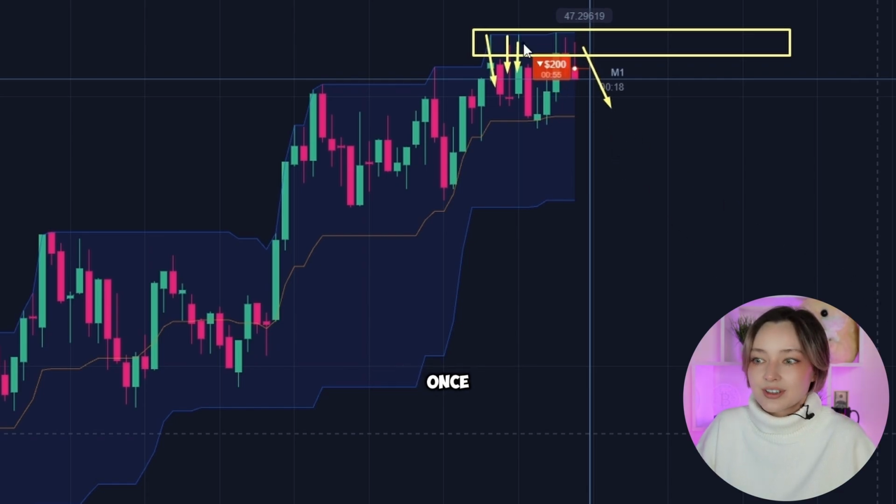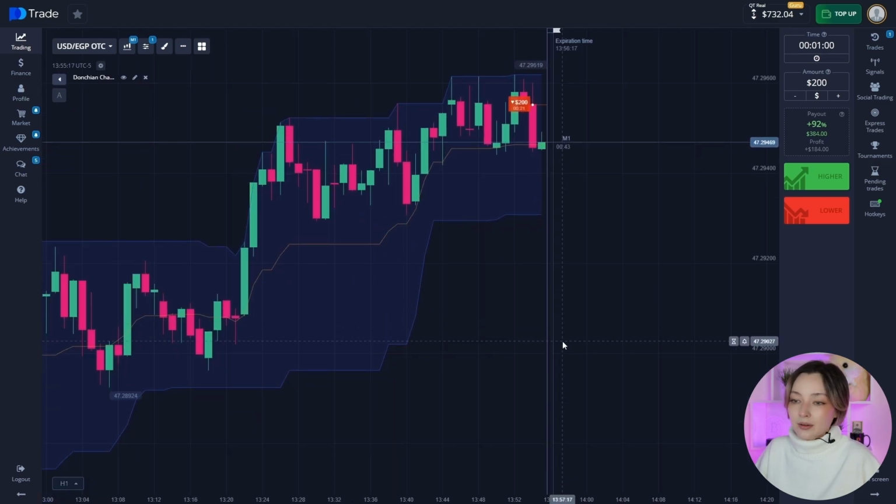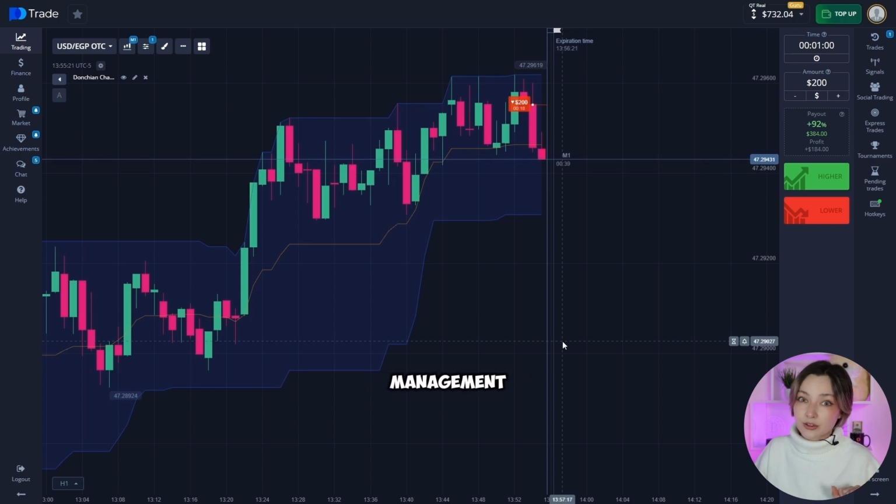This one once again confirms the fact that there is some seller on the market who insists on pushing the price down. These two factors are basically enough to make a trade with this strategy. As you can see, I have increased the deal amount to $200. But I strongly recommend you guys to always follow your risk management. It's very important because you could lose your deposit at any time with only one failed trade if you don't follow your risk management.